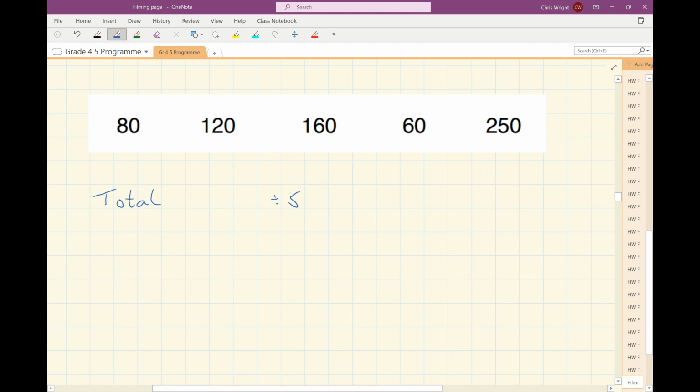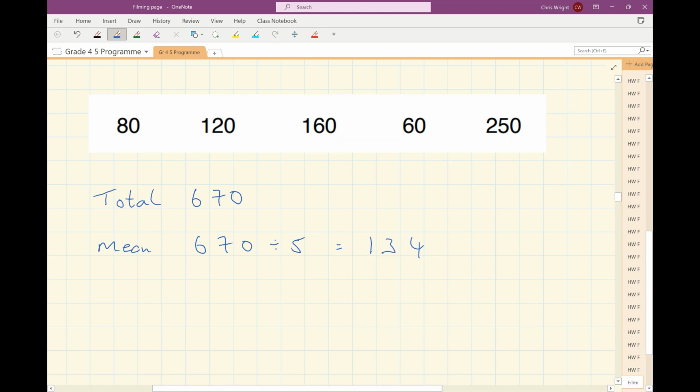So on my calculator, I'm doing 80 plus 120 plus 160 plus 60 plus 250 gives me a total of 670. So the total is 670, and the mean will be that total divided by how many numbers are there? 1, 2, 3, 4, 5, divided by 5. So the mean will be 134.